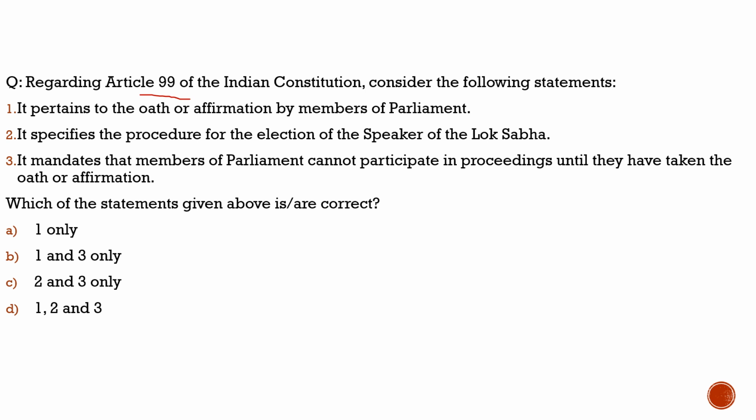Question says, regarding Article 99 of the Indian Constitution, consider the following statements. First statement: it pertains to the oath or affirmation by members of the Parliament. 100% correct. Second, it specifies the procedure for the election of the Speaker of the Lok Sabha. Totally incorrect. Third, it mandates that members of Parliament cannot participate in proceedings until they have taken the oath or affirmation. 100% correct. So with respect to this question, the correct statements are statement 1 and statement 3 only, and from the code given below, the correct code would be option B.